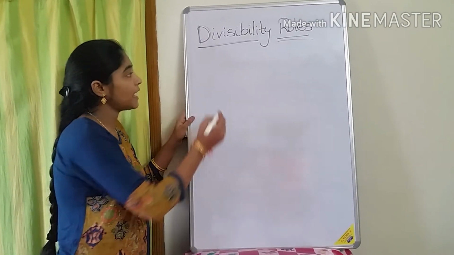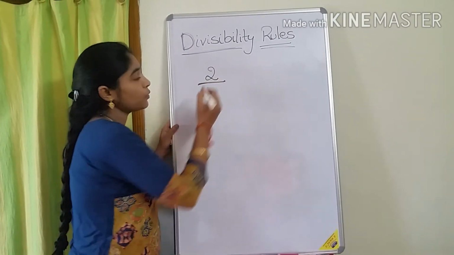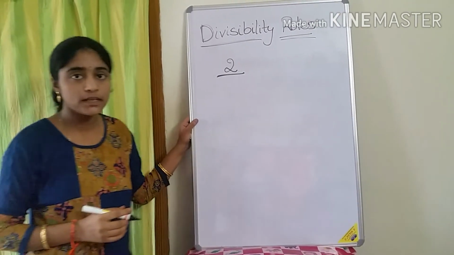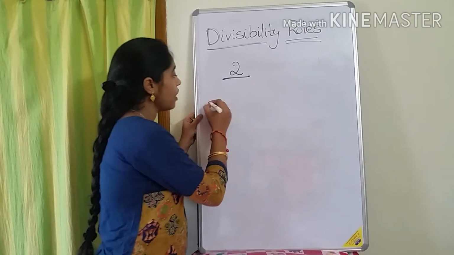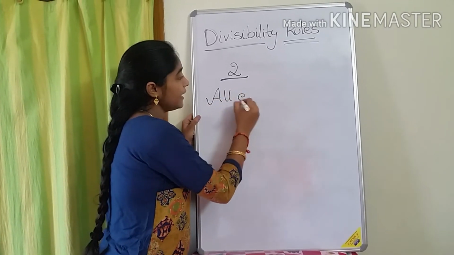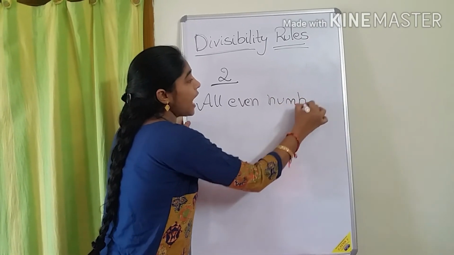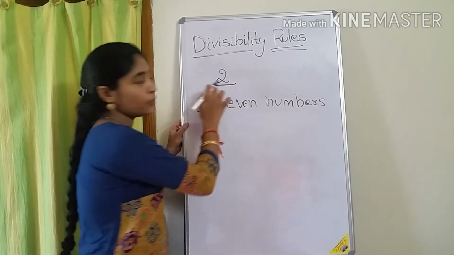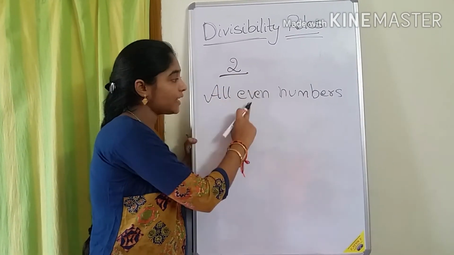First, I am taking the divisibility rule of 2. Everyone knows that all even numbers are divisible by 2, yes or no? All even numbers are divisible by which number? 2. All even numbers are divisible by 2 or not? What are even numbers?